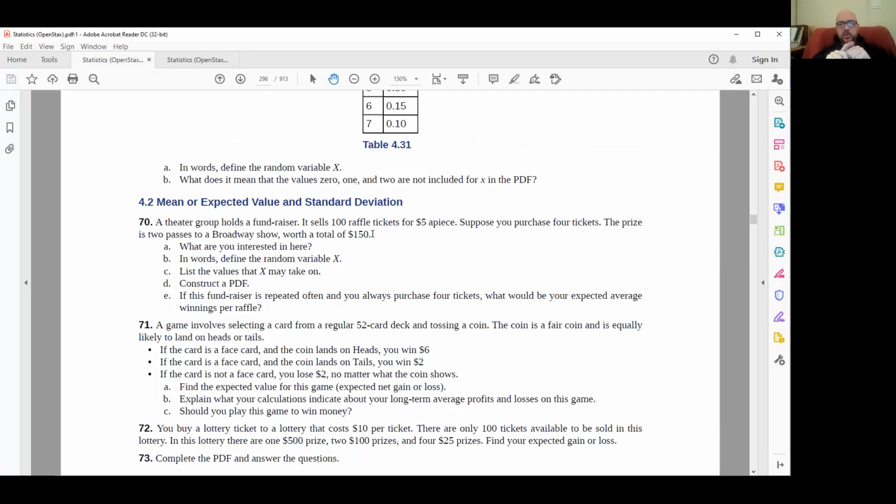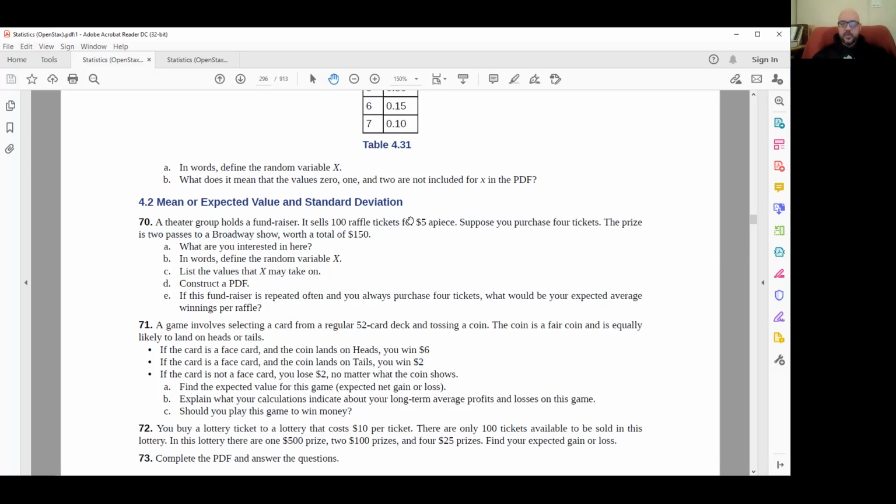And the prize is 2 passes to a Broadway show. The fact that it is 2 passes is 100% irrelevant. You only care that the worth is $150. They could say the prize is a calculator worth $150, or the prize is a nice dinner worth $150, right? The fact that it's 2 passes is 100% irrelevant. So don't worry about the 2 here. That doesn't matter. You only care about the value.